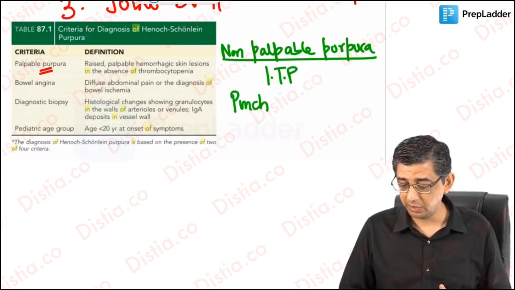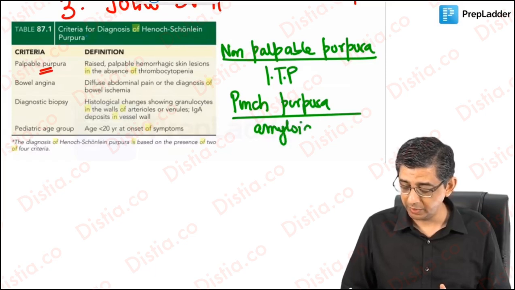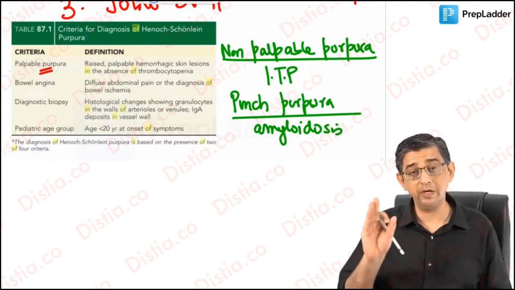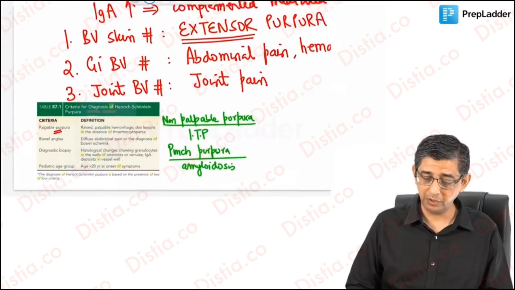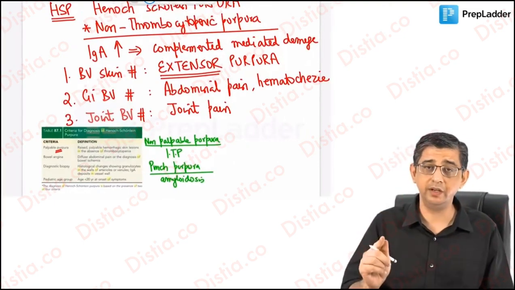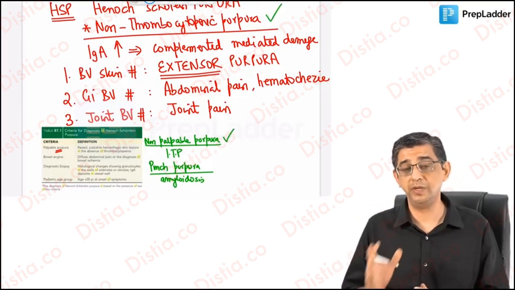Another frequently asked MCQ that I can squeeze in is pinch purpura. That's a very characteristic feature that you read in the literature of amyloidosis. So I have tried to solve 3 MCQs for you. Let me repeat and reiterate them so that this becomes a permanent memory for you. If you ever read a question by the name of non-thrombocytopenic purpura, get the words right, guys. In exams, non-palpable, non-thrombocytopenic, I've seen people messing up.